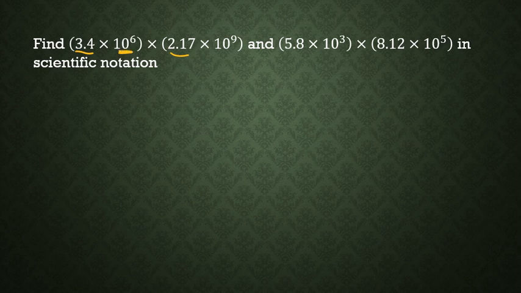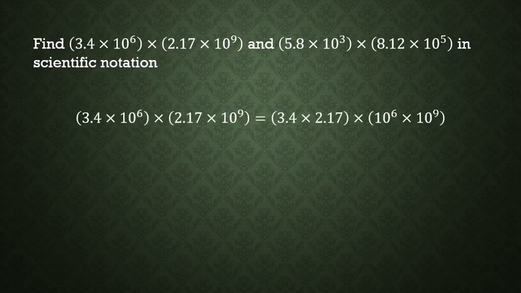I'm then going to multiply the 10 to the 6th and the 10 to the 9th. And when we multiply those, we're just adding those exponents. So that's exactly what we did here: 3.4 times 2.17, then 10 to the 6th times 10 to the 9th. If you do 3.4 times 2.17, you will get 7.378. When you do 10 to the 6th times 10 to the 9th, you get 10 to the 15th.